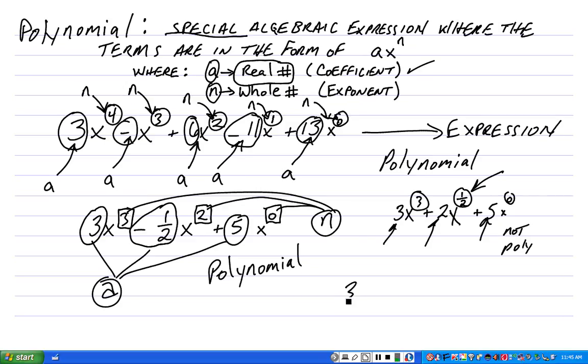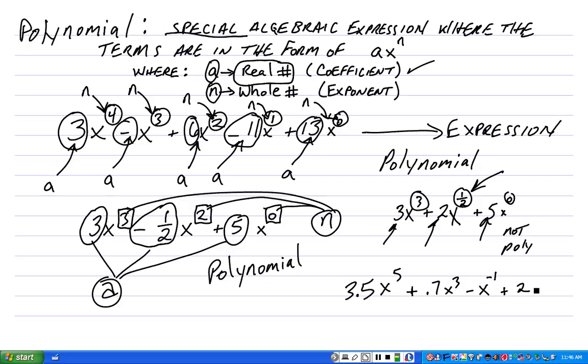Let's say I have 3.5x to the 5th plus 0.7x to the 3rd minus x to the -1 plus 2.